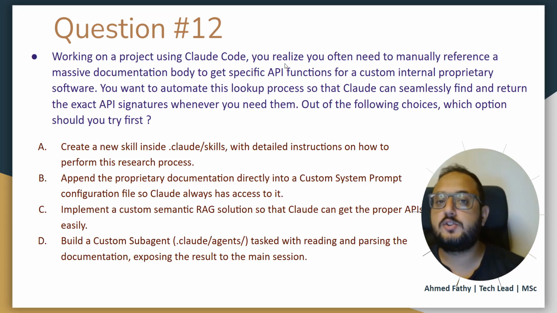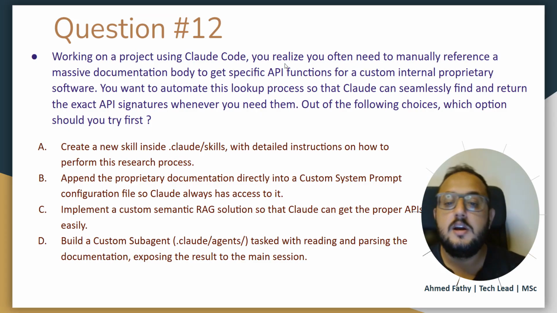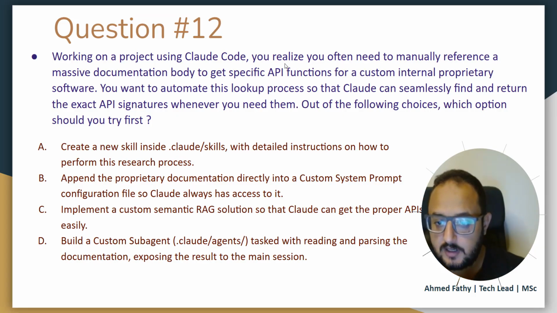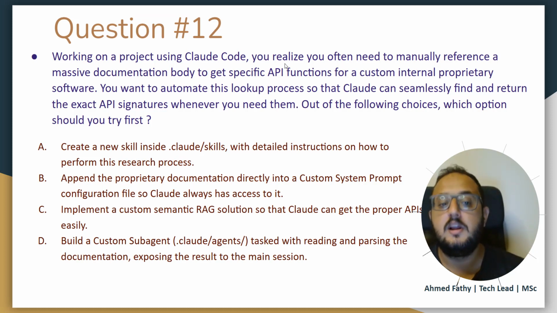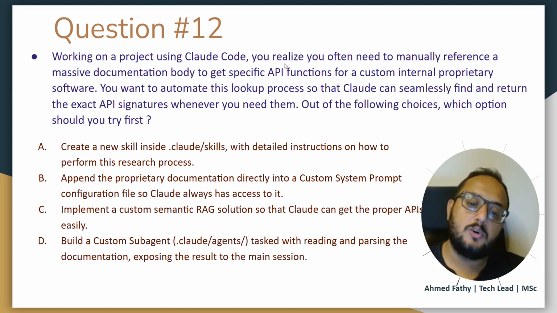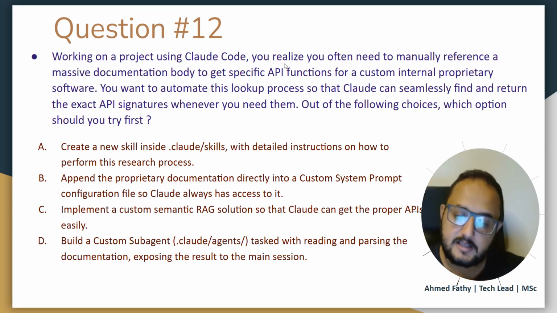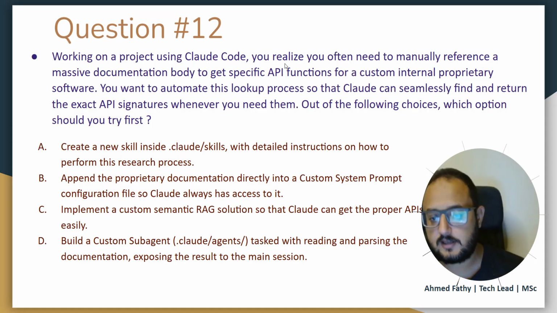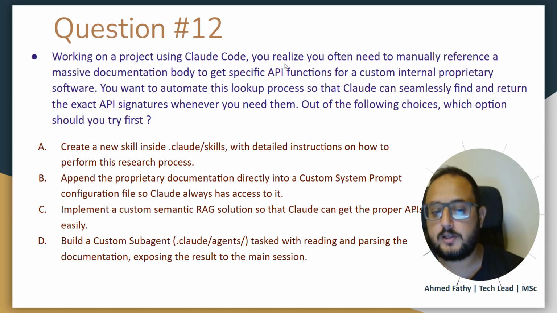Okay, now for question number 12. Working on a project using Claude Code, you realize you often need to manually reference a massive documentation body to get specific API functions for a custom internal software. You want to automate this lookup process so that Claude can seamlessly find and return the exact API signatures whenever you need them. Out of the following choices, which option should you try first?